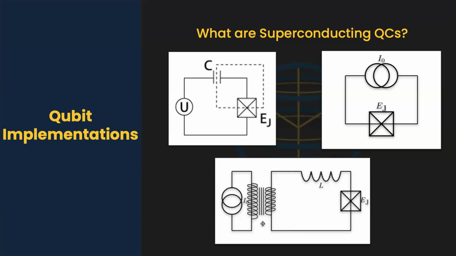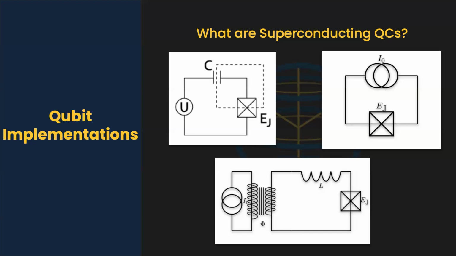Transmons are kind of interesting because that's what a lot of the big companies are using. Google's QPU called Sycamore has transmons. IBM's Eagle has transmons. So transmons are very popular, basically.